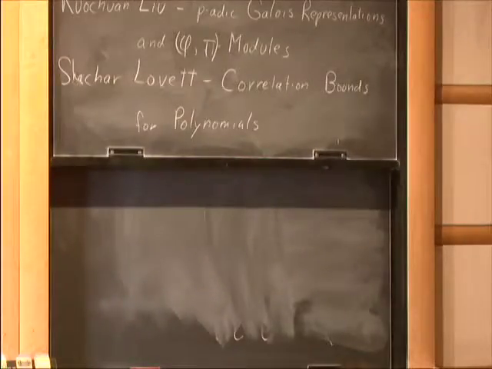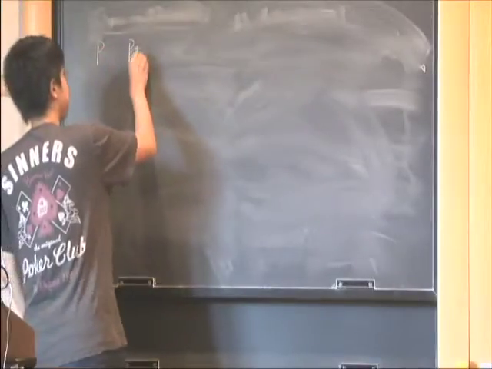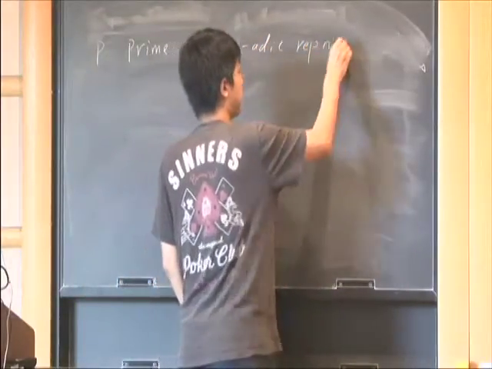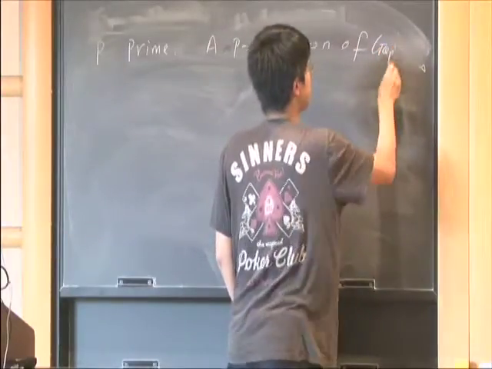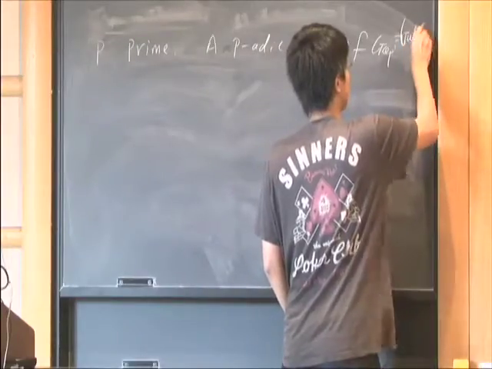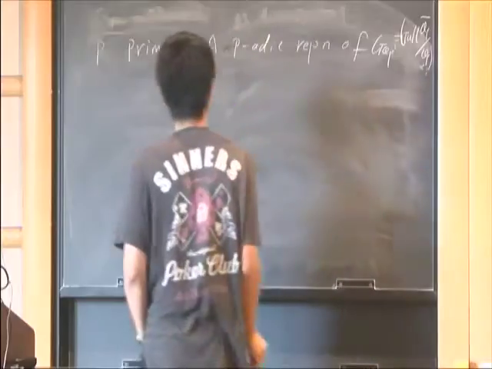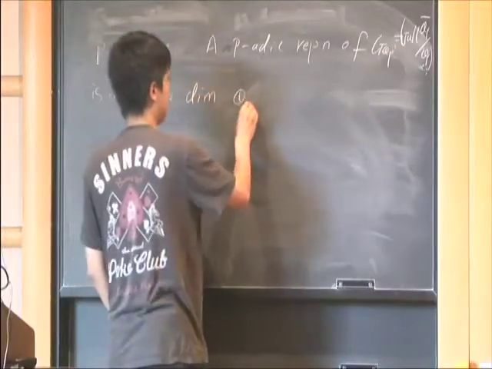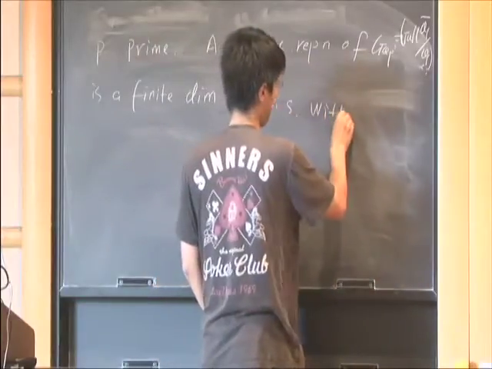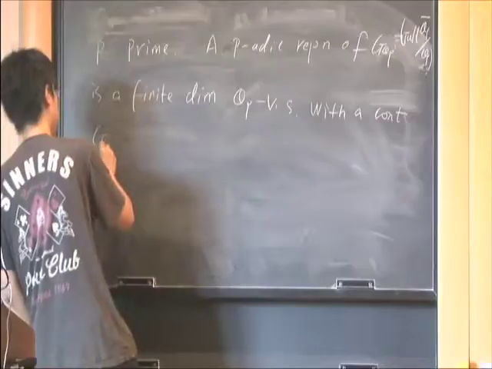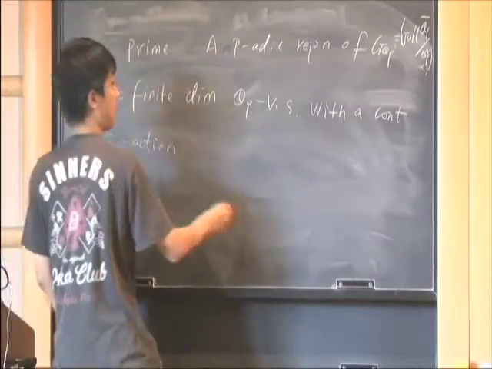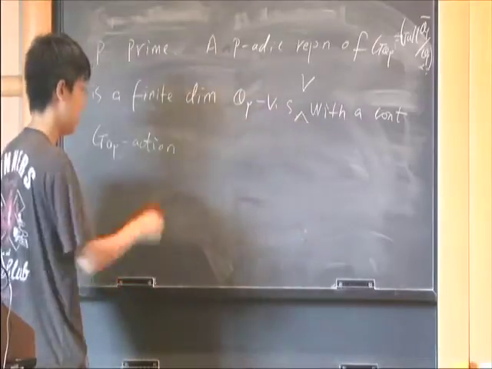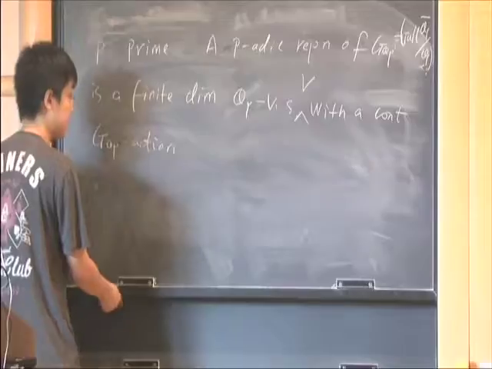Okay, so we begin from a prime number p. A p-adic representation of G_Qp, which is defined to be the absolute Galois group of Qp, Qp-bar over Qp, is a finite dimensional Qp vector space equipped with a continuous G_Qp action. We call this V. So V is a finite copy of Qp. We equip V with the p-adic topology on Qp. Okay, so this is a p-adic representation.